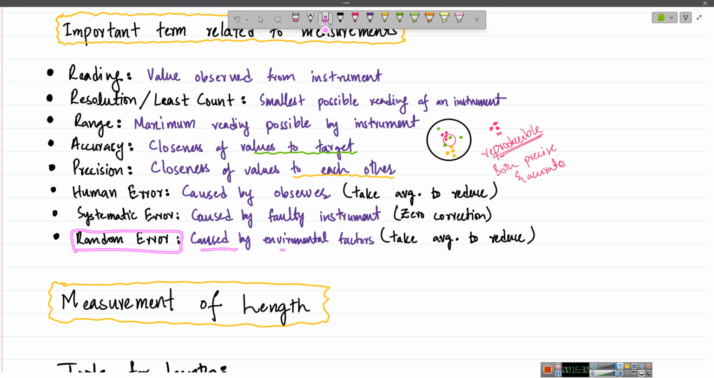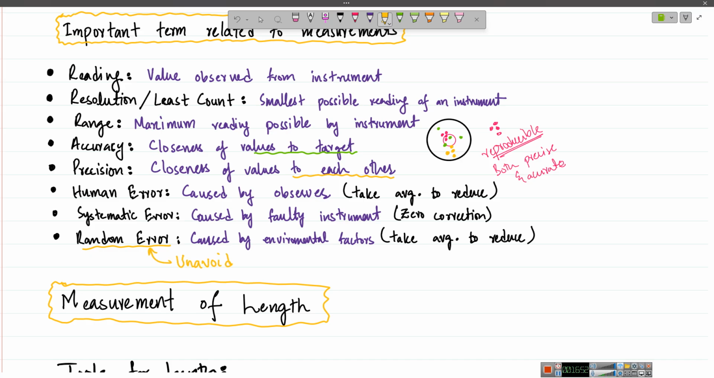Finally, we have the last term, random error. This is caused by environmental factors. Again, how to fix it? Take the average of several readings and reduce it. That's how you will reduce the possibility of random error. Now keep in mind, random error is unavoidable, so I'm going to put it over here that this is unavoidable. It can happen to anyone.